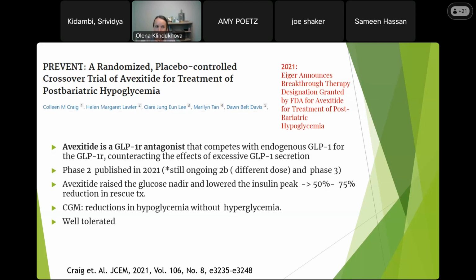There is a phase 2B clinical trial that uses a higher dose of the avexitide, the GLP receptor antagonist, and that, at least from what I can tell, is ongoing. And there is also a phase 3 trial, but it's still in the works. They're still, I believe, recruiting. So this medication is not commercially available, and I don't have a good insight on when, or if, it will be available for our use.